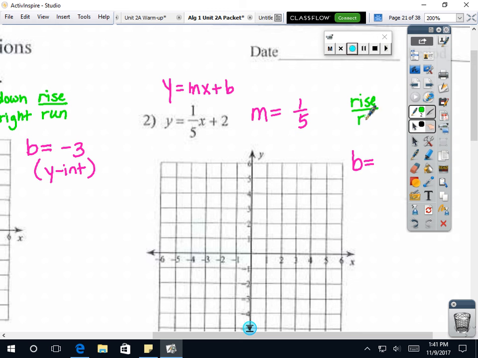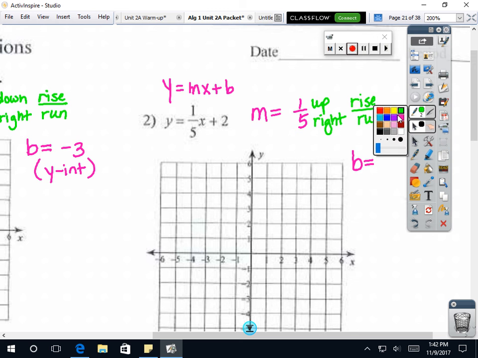Now, another thing that we call slope is rise over run. Okay, so you always want your slope to be in fraction form for that reason. Rise is up and down, run is left and right. So would a +1 be up 1 or down 1? Up 1. Would a +5 be left 5 or right 5? Right 5.